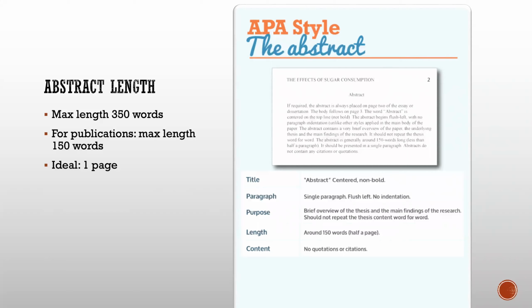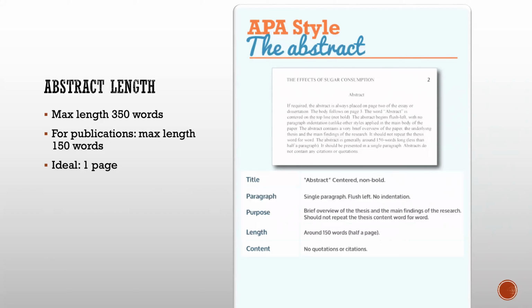Notice in the example here on the screen that the first line of the abstract is not even indented. So this is something that is specific to abstracts. There is no indentation on that first line. And then the entire abstract is presented as a single paragraph. So there are no paragraph breaks. There shouldn't be any line breaks either. And it will stay in double spacing per the NCU template.